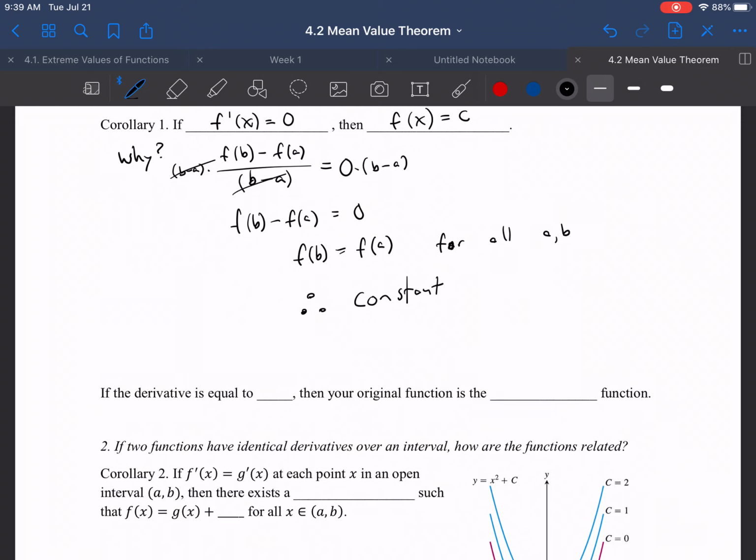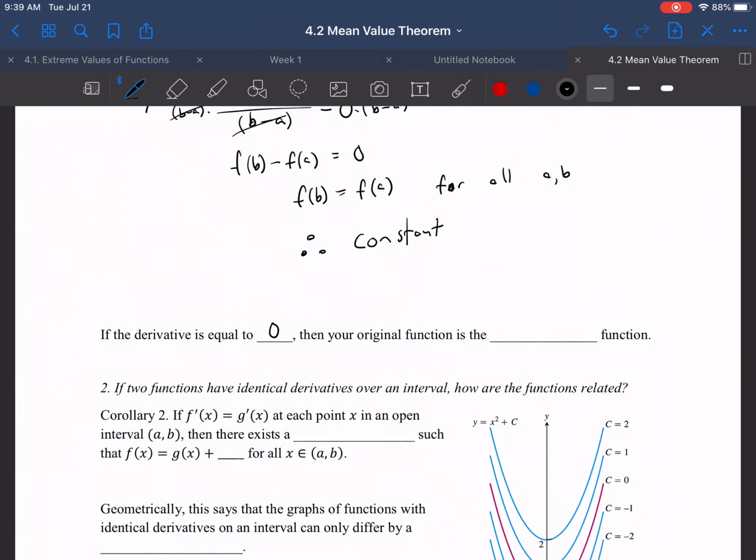So if the derivative is equal to 0, then your original function is a constant function, not the constant function. It might be y equals 7, or y equals 100, or y equals 1,000,000. All right, let's take a look here.